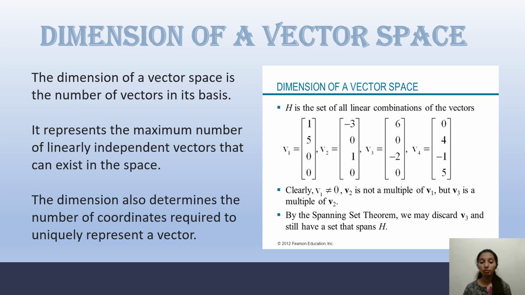Let us know the dimensions of a vector space. The dimension of a vector space is the number of vectors in its basis. It represents the maximum number of linearly independent vectors that can exist in the space. The dimension also determines the number of coordinates required to uniquely represent a vector.